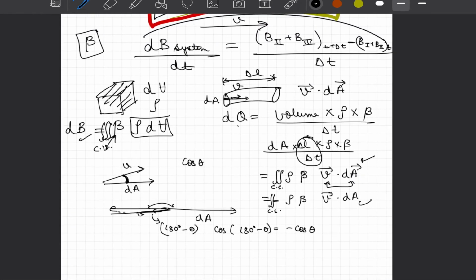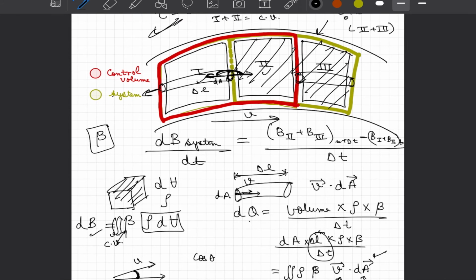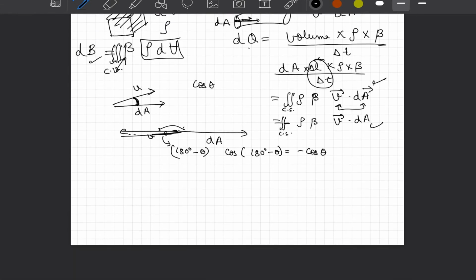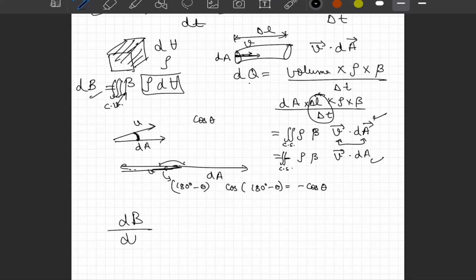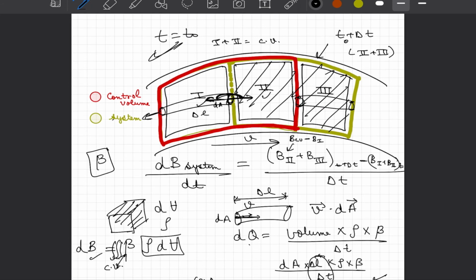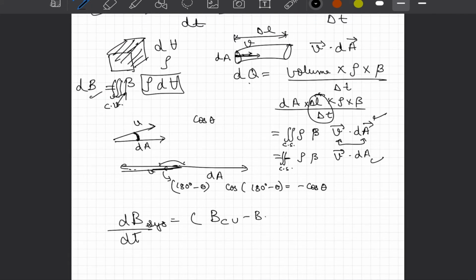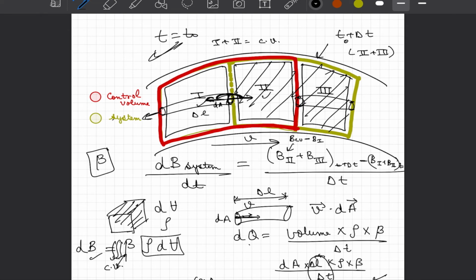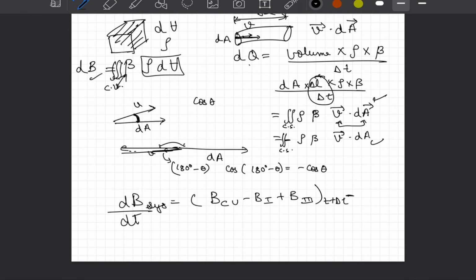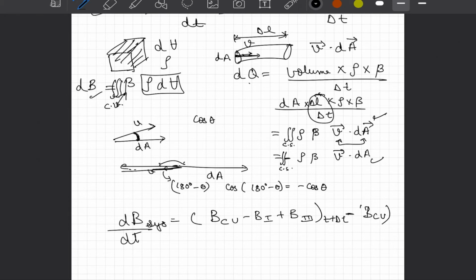So when we talk about 2 plus 3, you can clearly see that this 2 is actually nothing but BCV minus B1. So we can write dB upon dt of system as BCV minus B1 plus B3 at t plus delta t, minus what is happening at time equal to t, which is 1 plus 2, which in fact is our BCV at time t, divided by delta t.